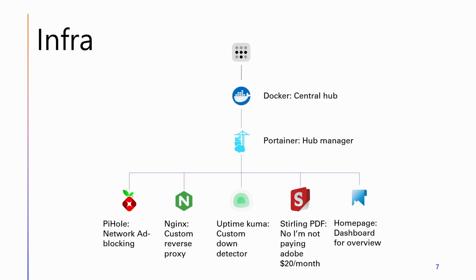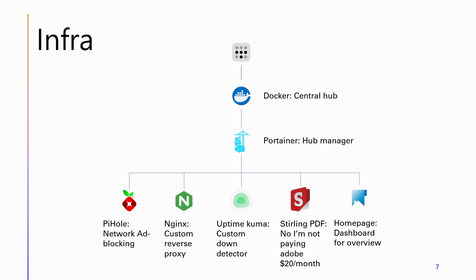And Uptime Kuma, it's a custom down detector. It's kind of a funny story, because one time when I tried to access a service, it was down. So I just typed "is blah blah blah down". And you know what the funny thing is? The down detector is also down, which means I don't know what went wrong. So I added a down detector on the down detector.